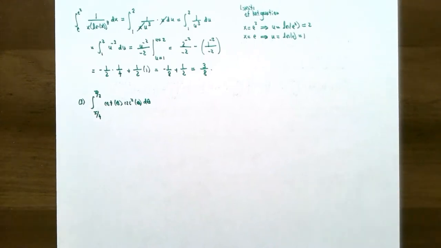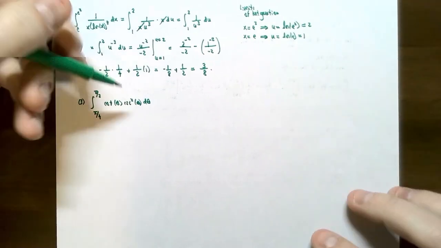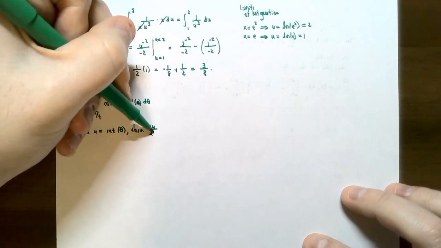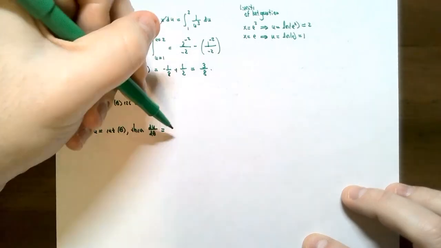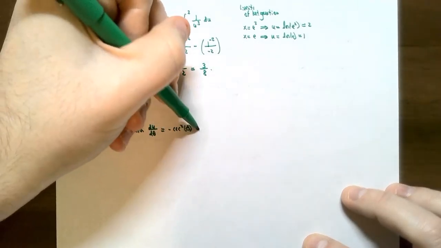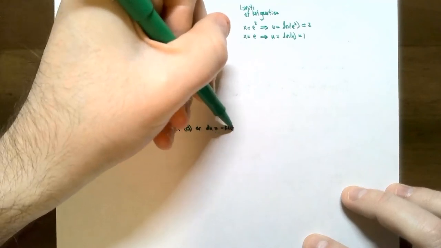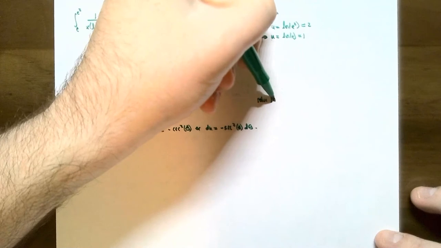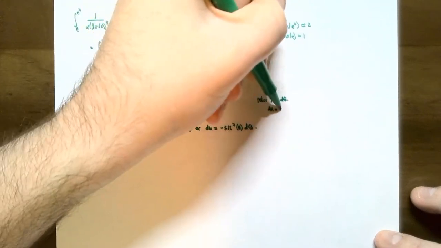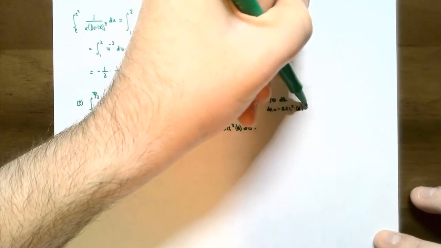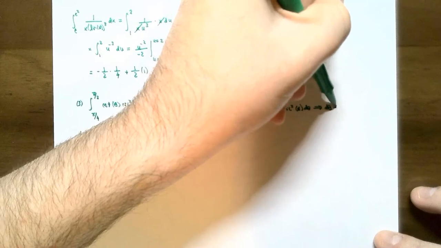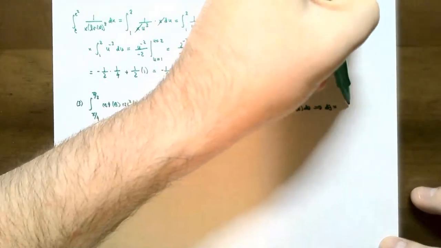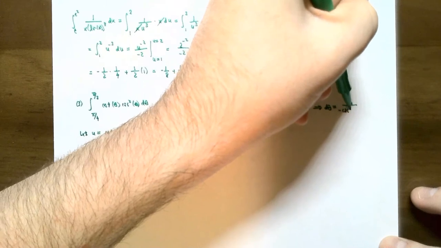You're going to have to use substitution rule eventually. So let's use the substitution rule. Let u equal cotangent theta. Then du d theta is negative cosecant squared of theta, or du is equal to negative cosecant squared of theta d theta. So solve for d theta. And d theta is equal to du divided by negative cosecant squared of theta.